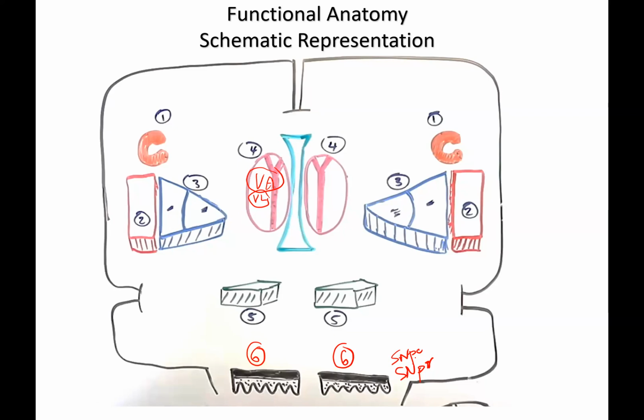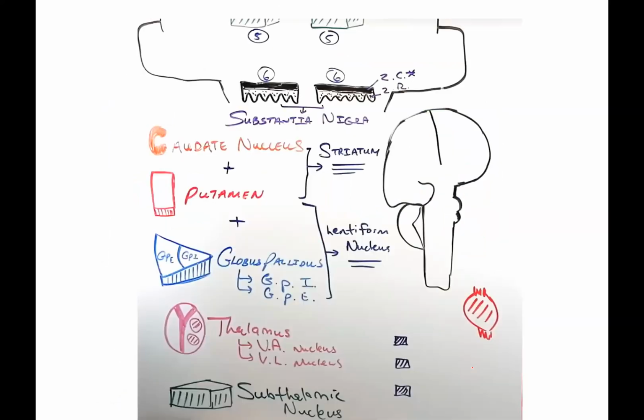And as you see, it is bilateral: one hemisphere, another hemisphere, both sides. This is the division of the midbrain, which is why the substantia nigra is in the midbrain. Okay, now what did we do? The substantia nigra is the sixth one, and then we have the caudate nucleus. The caudate plus putamen together are called the striatum, and putamen plus globus pallidus is called the lentiform nucleus, then globus pallidus interna and externa, thalamus, VA nucleus, VL nucleus, subthalamic nuclei.